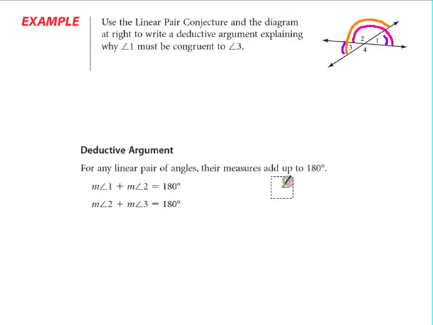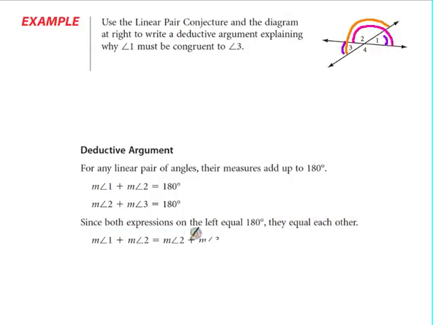If they both equal 180 degrees, what do I know about angle 1 and 2 and angle 2 and 3? They're congruent, or they are equal. So in other words, since both of them equal 180, they have to equal each other, right? So this is the conclusion I can make.